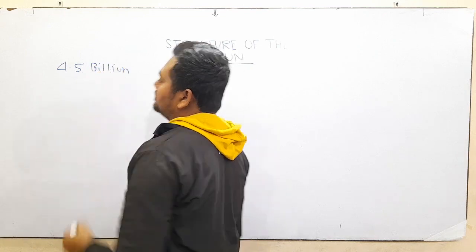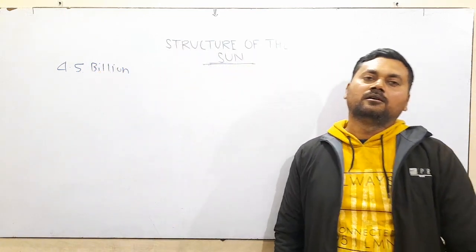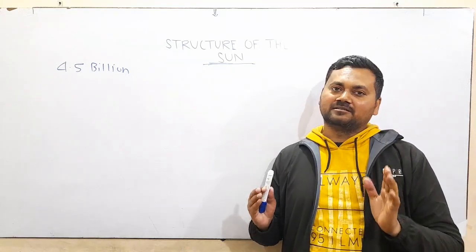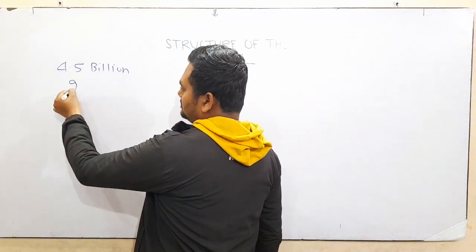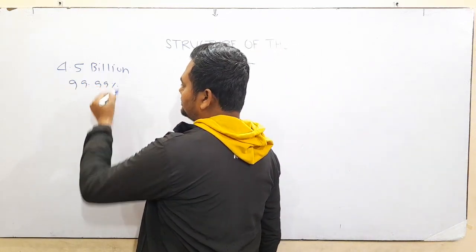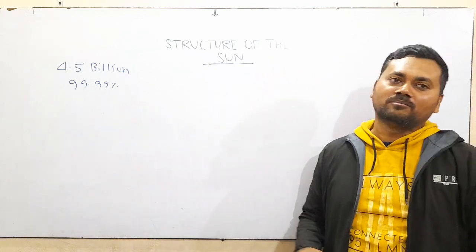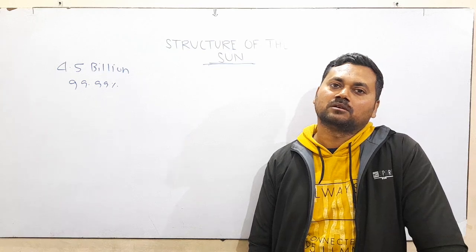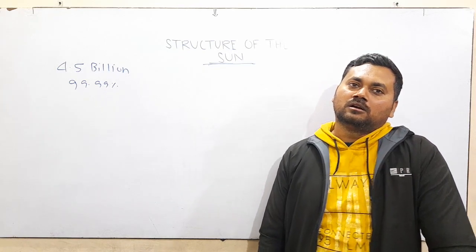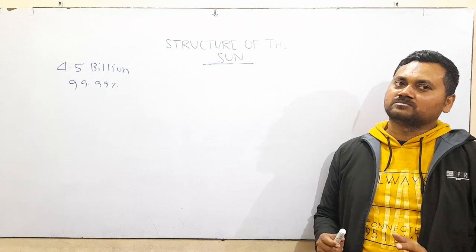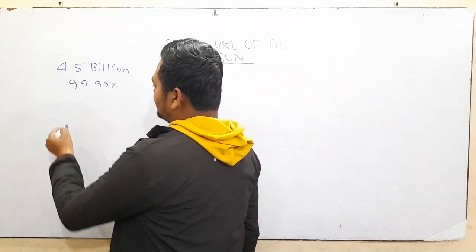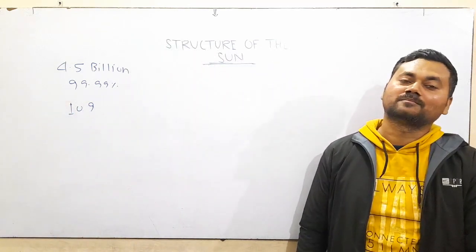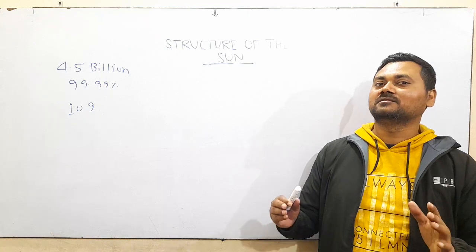The Sun represents 99.99% of the mass of the total solar system. And the diameter of the Sun is 109 times the diameter of the Earth.